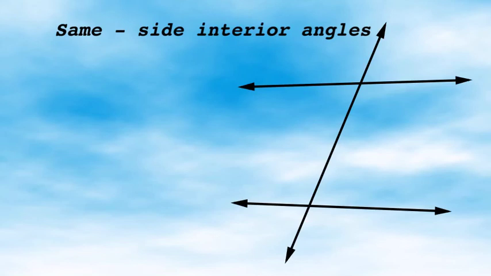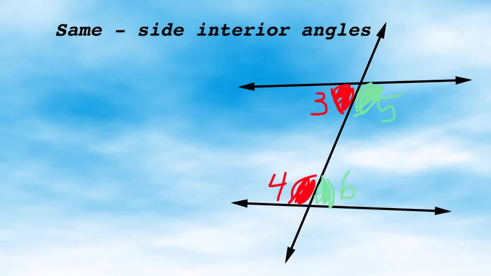Okay, let's do same side now. Now again, this is very similar. So instead of alternating across that transversal line, they're on the same side here. So we'll just highlight that with my marker here. So we'll say angle 3, angle 4, those are same side interior. And again, we can put angle 5 and angle 6. Those are our other same side interior. And we'll definitely be practicing these a lot in class tomorrow.